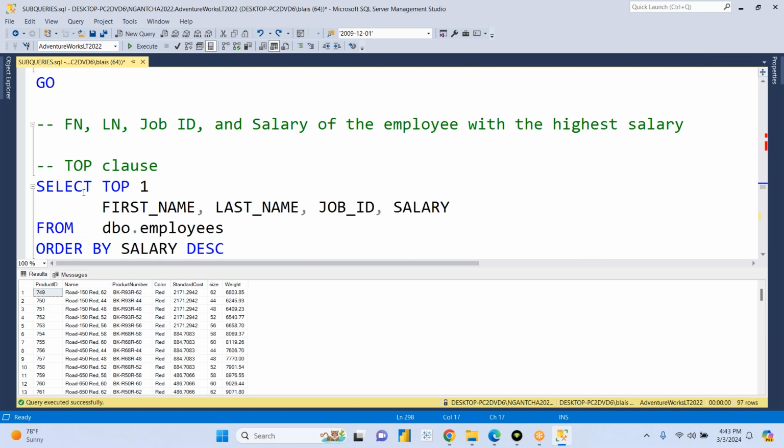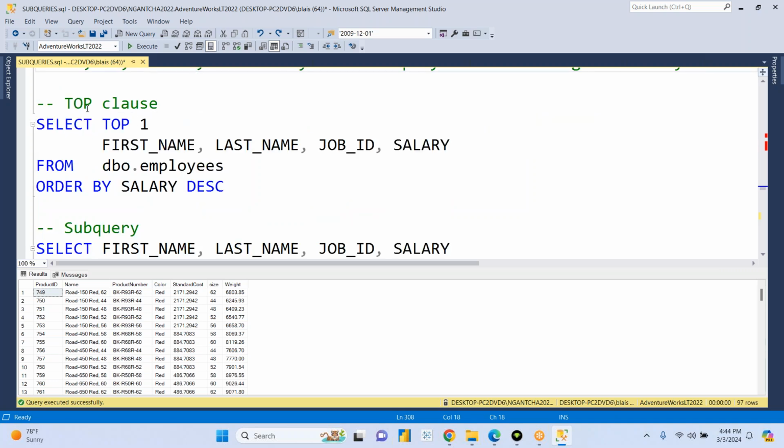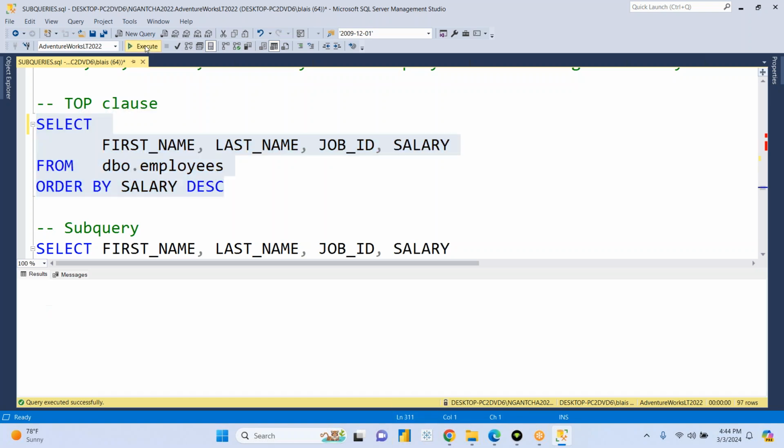For example, right here, give me the first name, last name, job ID, and salary of the employee with the highest salary. So I'm going to give you two possibilities, the top clause. For you to use the top clause, what this means is you have to sort. Since we're looking at salary, let's sort all the employees based on salary, highest to the lowest. This is it.